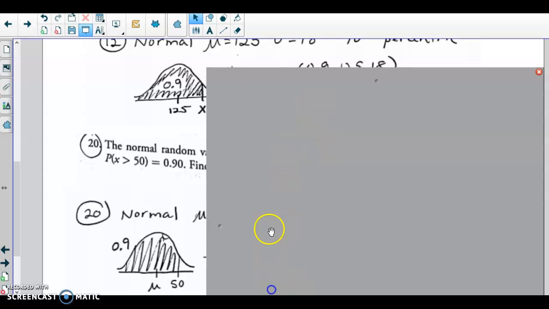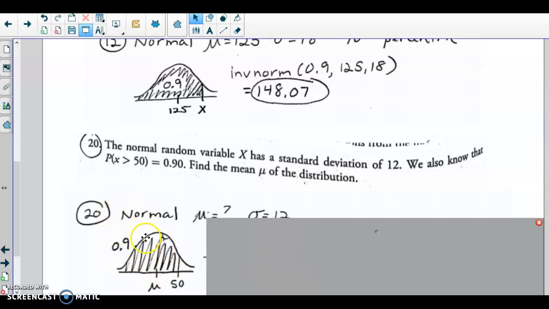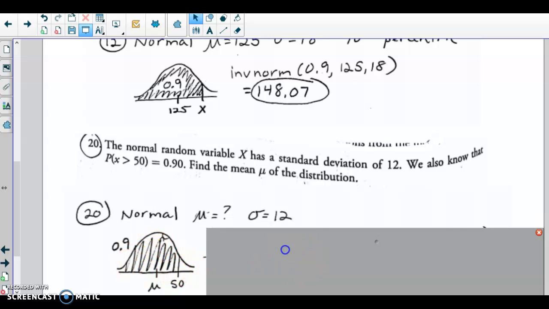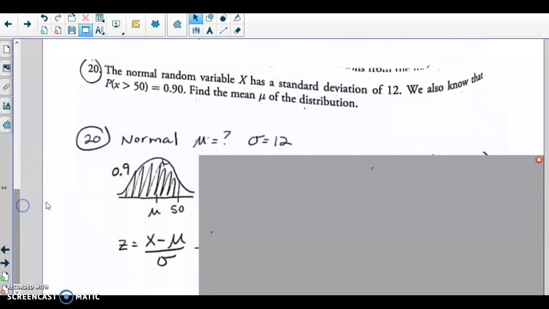All right, so the information I'm given right now is that 90%, 0.9 is, oh, I think I'm backwards here. X is greater than 50. This is backwards. I should be over here. So I'm a little off here. I think I'm going to be opposite of what I need. I'll fix it as I go.